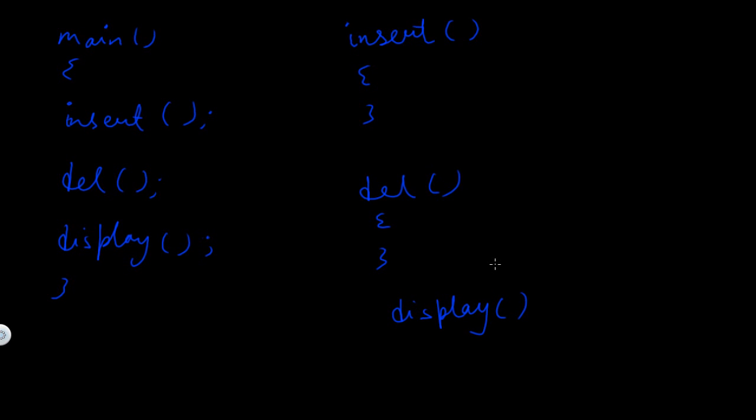This will be the basic structure of my program on queues. There will be three user-defined functions: insert function to insert elements into the queue, del function to delete elements from the queue, and display function to display elements of the queue. And all these three functions will be called from the main function.